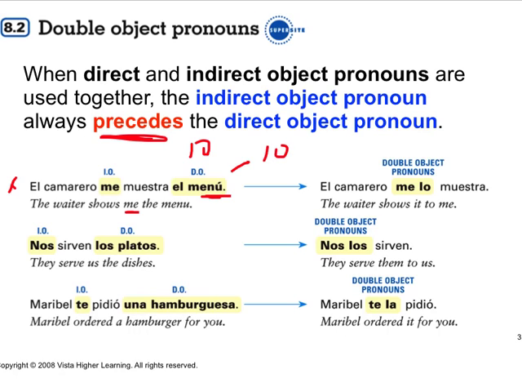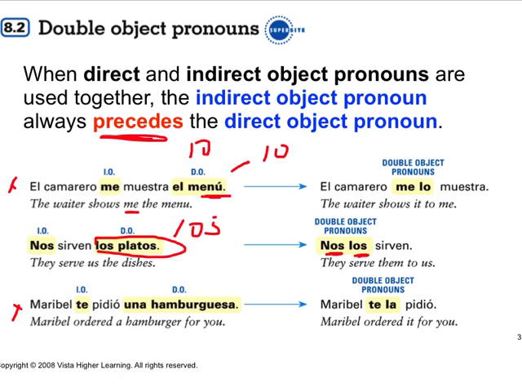Here in the second one, nos sirven los platos. They serve us the dishes. So they serve what? Los platos. That's the direct object. The pronoun is going to be los because it's male and it's plural. So who are they serving it to? They're serving it to us. So our double object pronouns, the indirect and then the direct. Nos los sirven. They serve them to us.